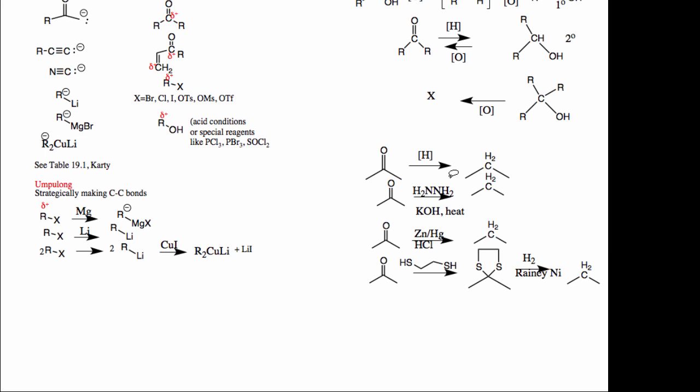So these are expanding our toolkit of how we would reduce a C=O, a ketone or aldehyde, to a CH2 group. We can do it the way we saw in the previous chapter, which, if you want to look at this mechanism, is in the video for chapter 18. Or we can do it with a zinc mercury amalgam and acid, or we can do it by creating a thioacetal followed by Raney-nickel reduction.